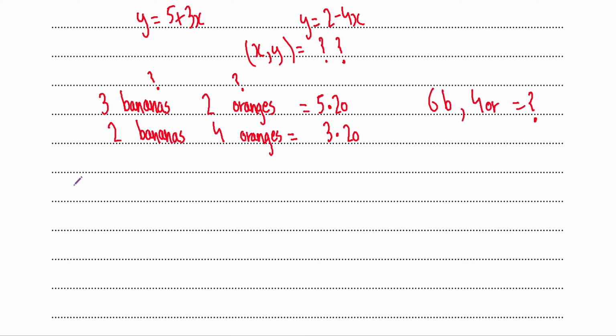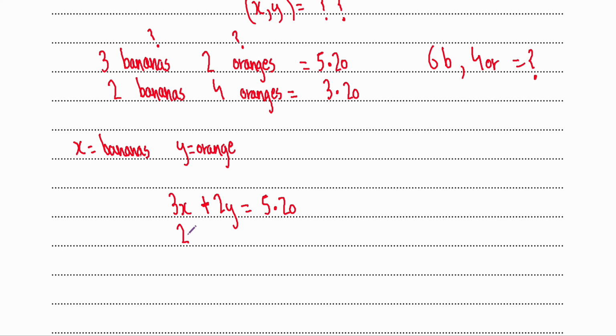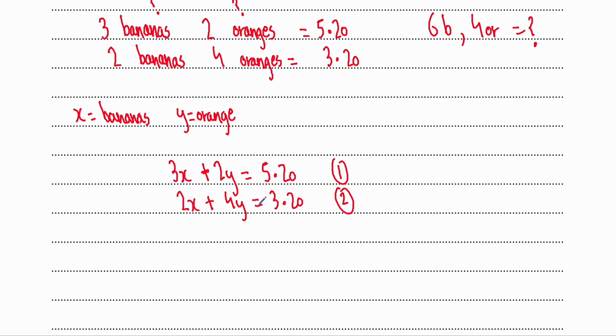So let's call a banana X and let's call the orange Y. So Y will be orange and X will be banana. I don't want to use bananas and oranges the whole time because it's a lot of writing. So from now we'll do this. If you bought three bananas, that's like buying three of X, plus you also bought two oranges, so that's two of Y. And you paid $5.20, so that's 5.20. And then when you bought two bananas, that's two of X, plus four oranges, that's four of Y. Well, you paid $3.20. So this is equation 1. This is equation 2.